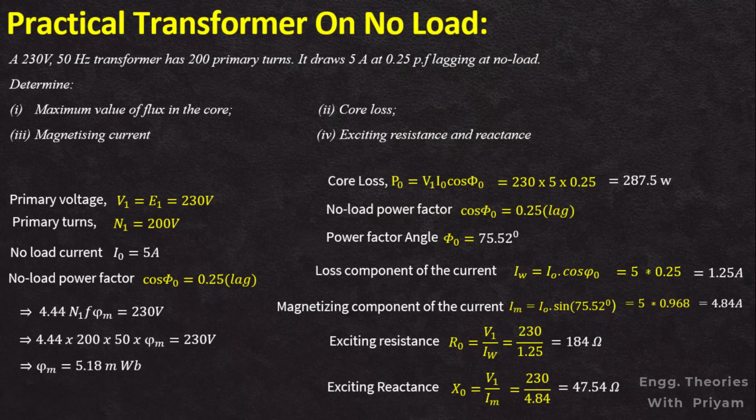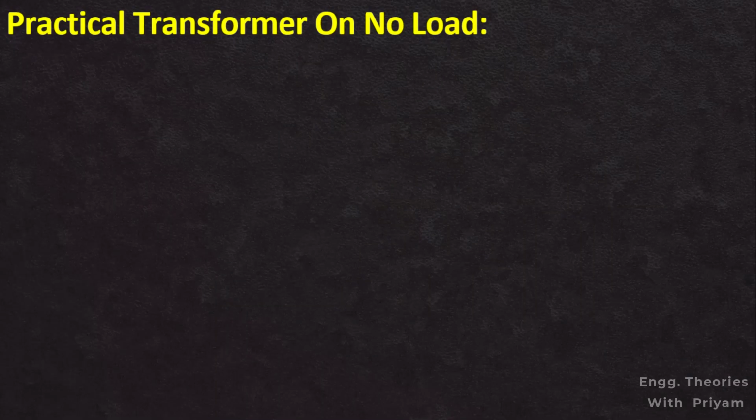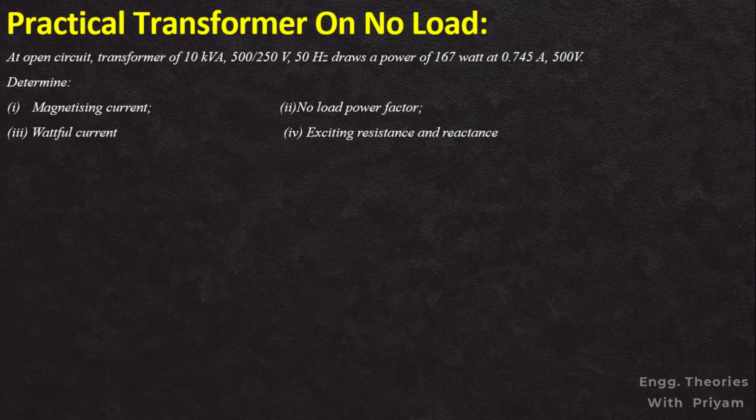For the final problem of this session, we have an open circuit transformer with 10 kVA no load input and 500 by 230 volt supply, a 50 Hz transformer which draws a power of 167 watt at 0.745 ampere and 500 volt. Now we need to determine the watt-full current, no load power factor, and hysteresis angle of advance, and equivalent resistance and reactance of the circuit.